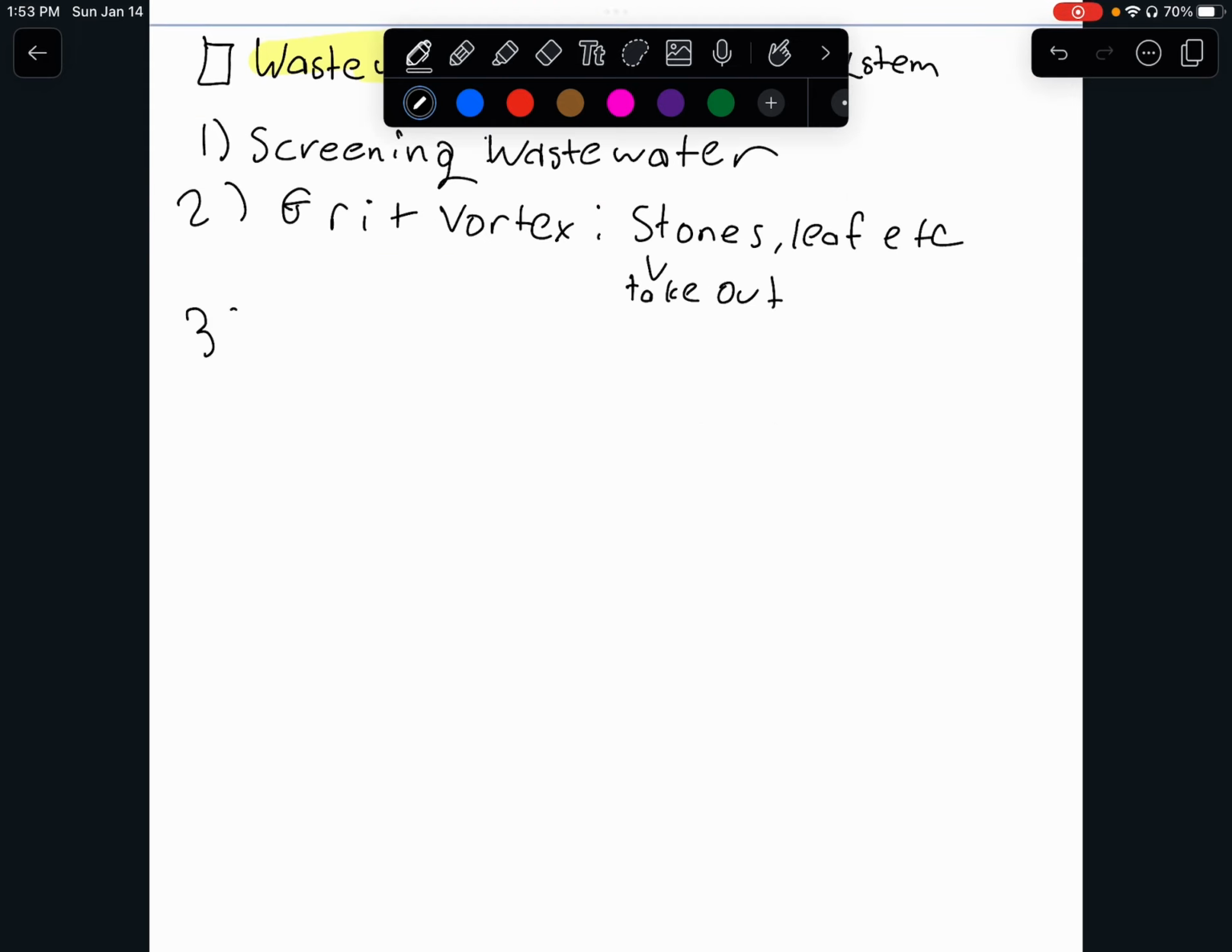Our next one that we can define is our primary clarifier. So what this does, this dissolves items that need to be cleaned.